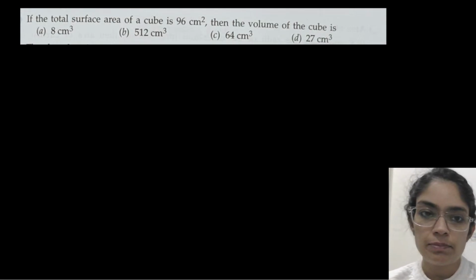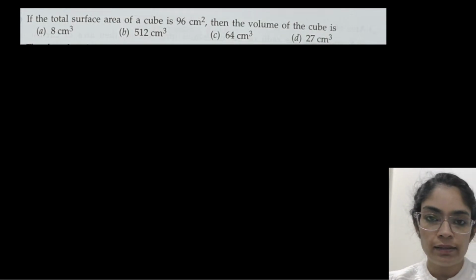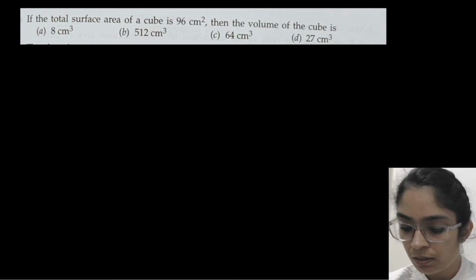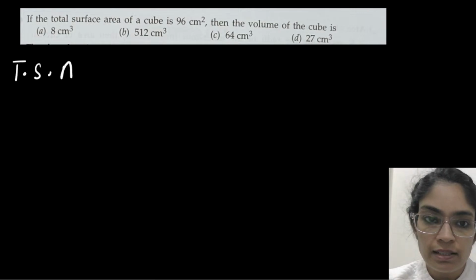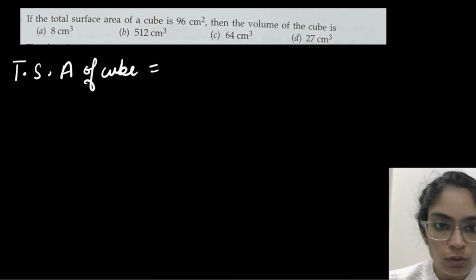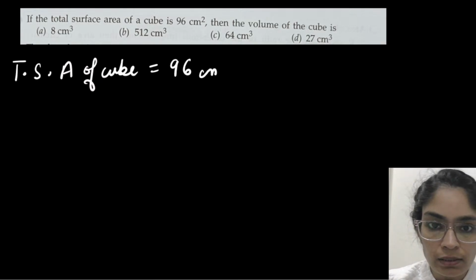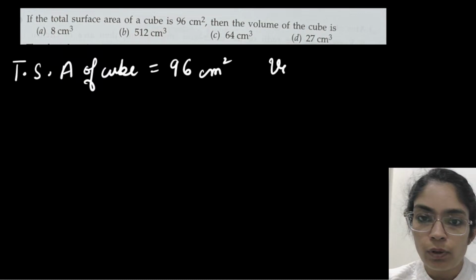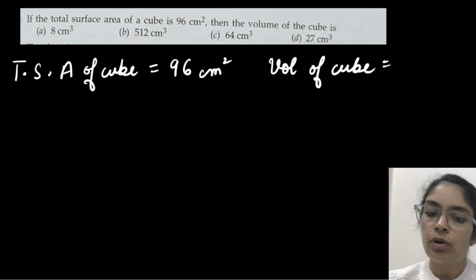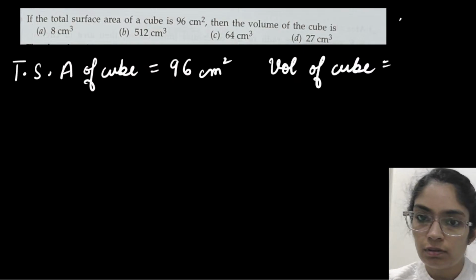Let's see what is given to us and what is there to find. The total surface area of a cube is given to us. Total surface area I'm just writing as TSA. So this is given to us. Total surface area of cube is 96 centimeter square and volume of cube we have to find. So what we have to find? Volume of cube.